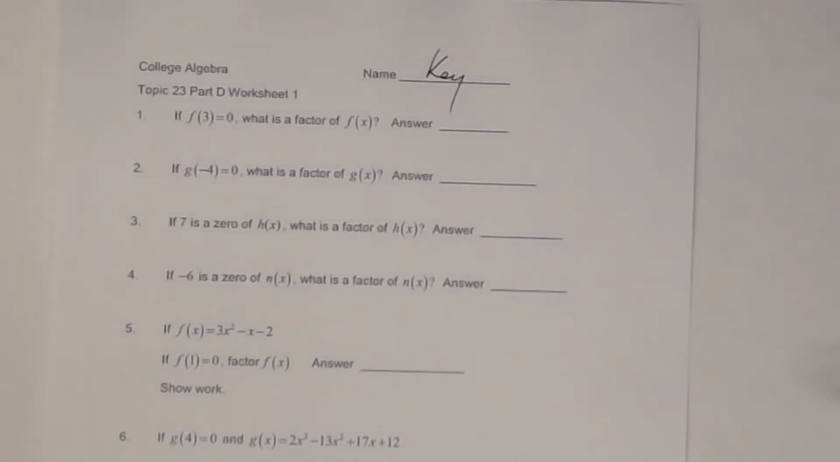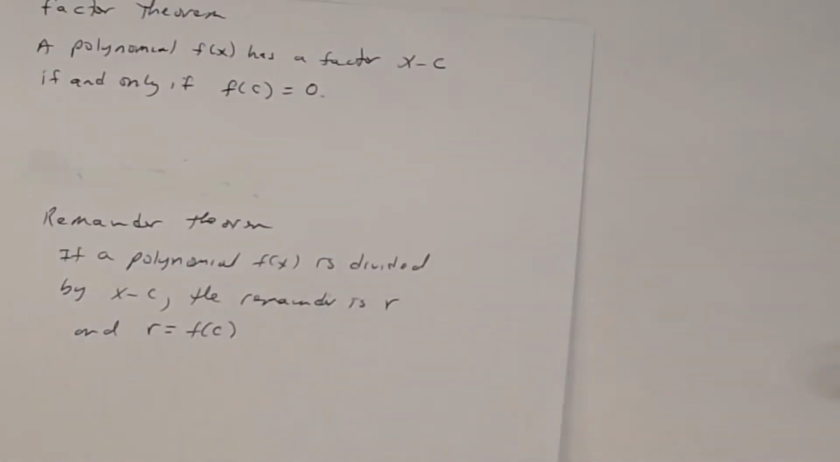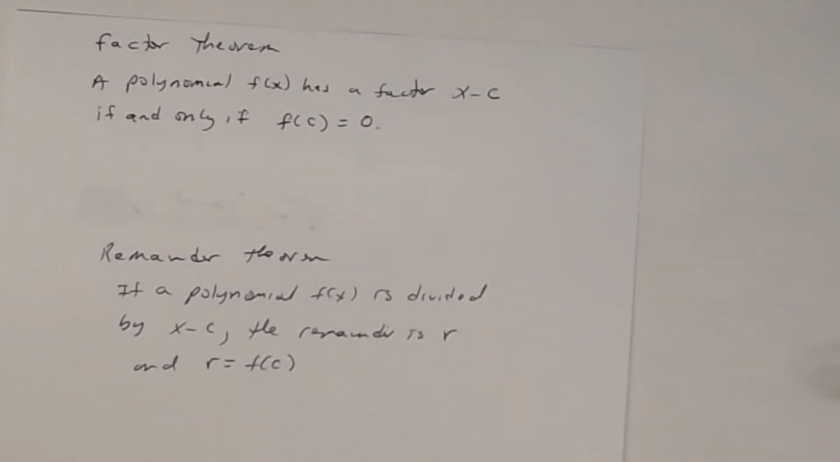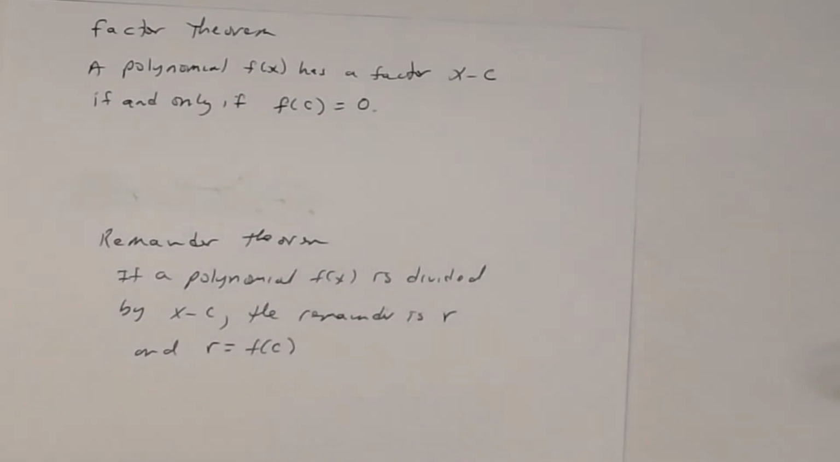This is a key to the worksheet on topic 23, part D, worksheet 1. Now, when completing this worksheet, it's very important that you use the factor theorem and the remainder theorem to a certain extent. But the factor theorem is what you're going to be using mostly on this worksheet.